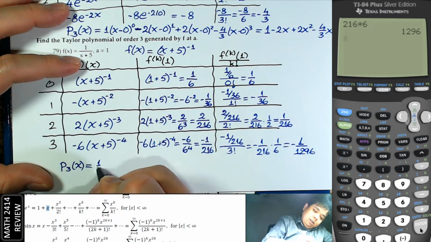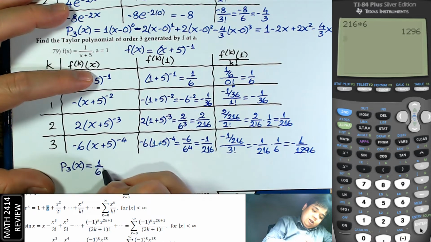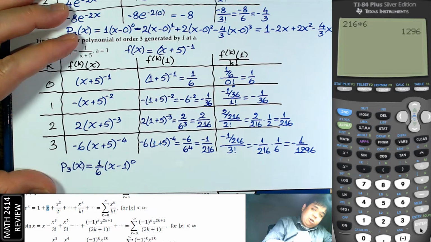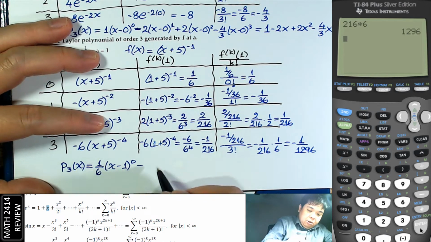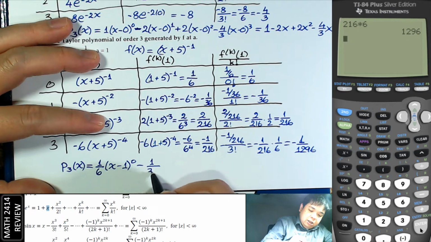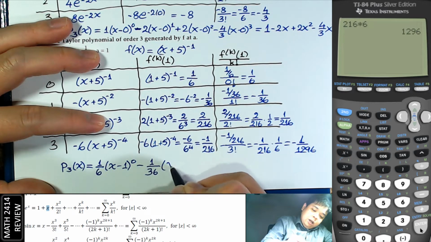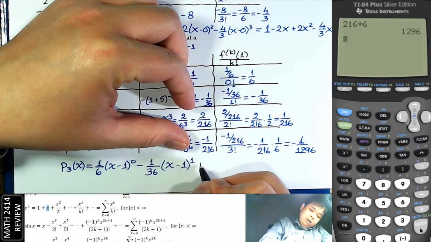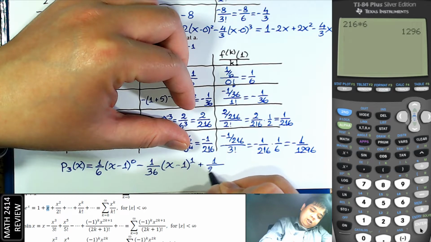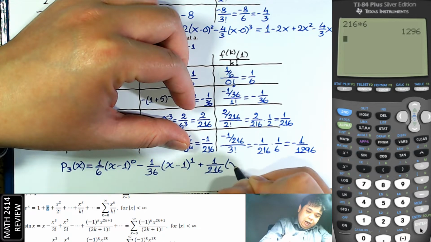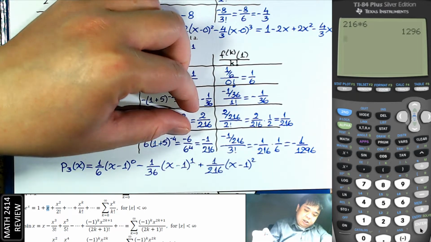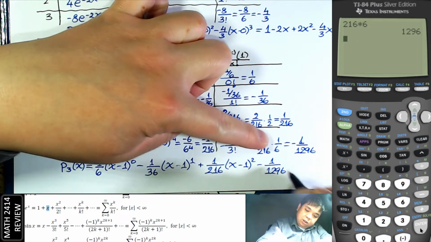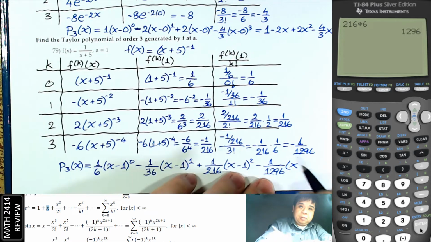1 over 6, centered at 1, x minus 1 to the 0 power, minus 1 over 36, x minus 1 to the first, plus 1 over 216, x minus 1 squared, minus 1 over 1296, x minus 1 cubed.